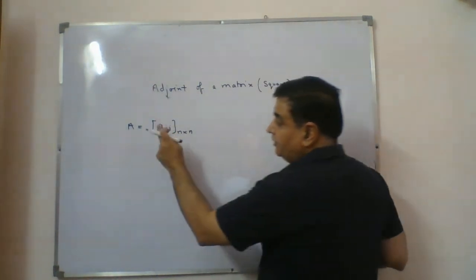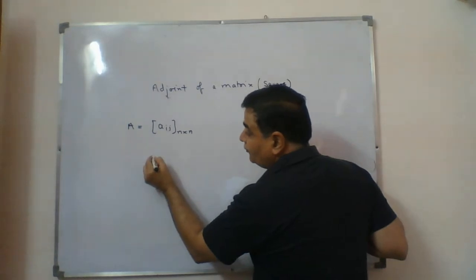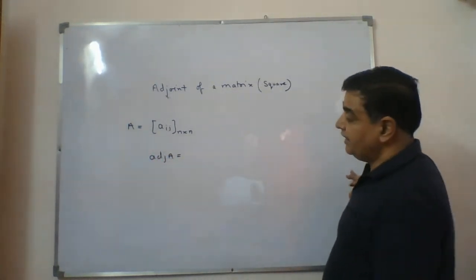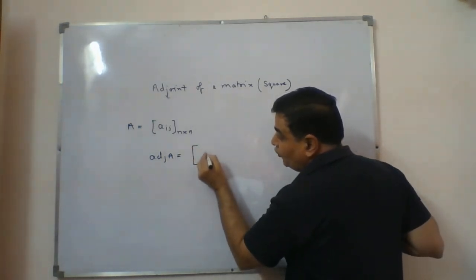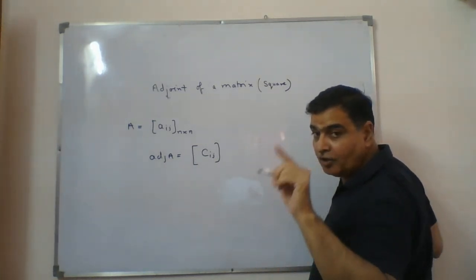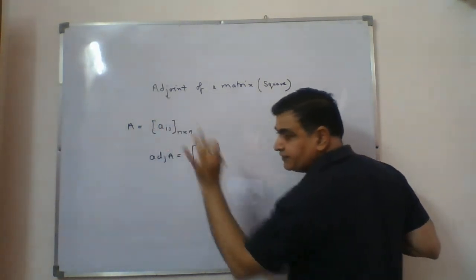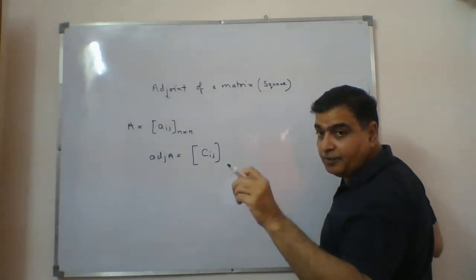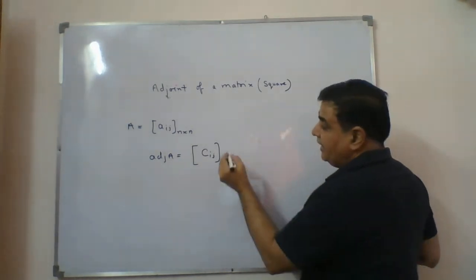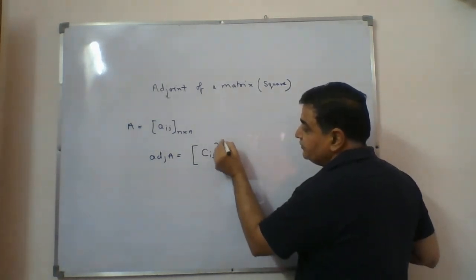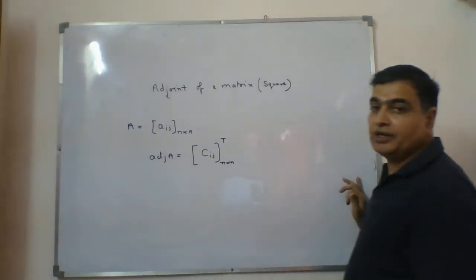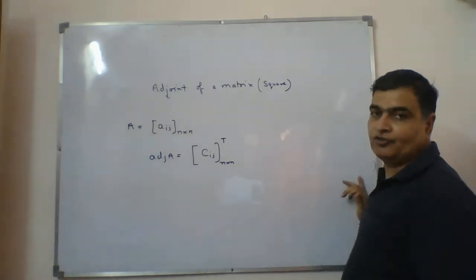then if we want the adjoint of this matrix, it will be denoted by adjoint of A. And adjoint of A is nothing but the cofactor matrix. Means I will calculate the cofactor of each and every element in the matrix, and that element will be replaced by its cofactor. So I get a cofactor matrix. And then this cofactor matrix, whatever you got, you take the transpose of it. Then this matrix will be called the adjoint of a matrix.